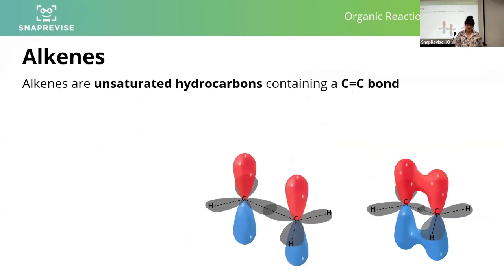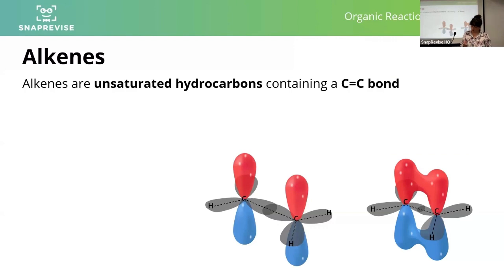Alkenes are unsaturated hydrocarbons containing a carbon-carbon double bond. Again, this word unsaturated means that it contains at least one double or triple bond. And the hydrocarbon bit means it contains only carbons and hydrogens.